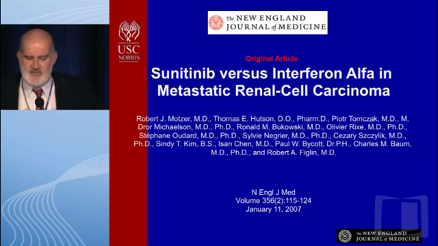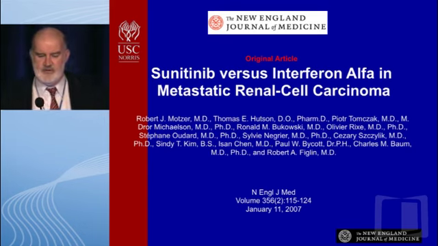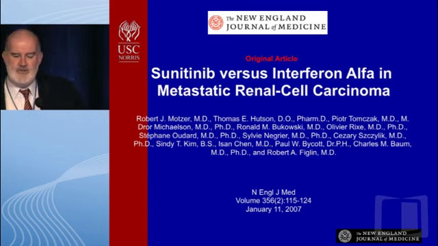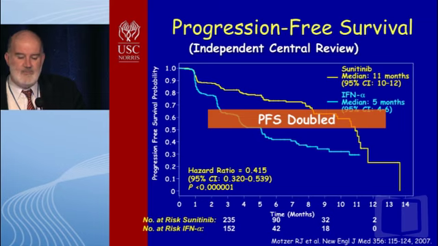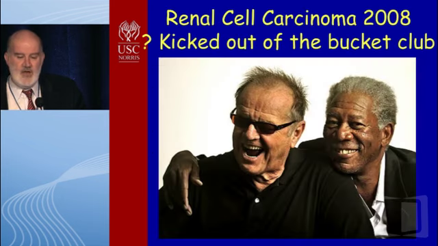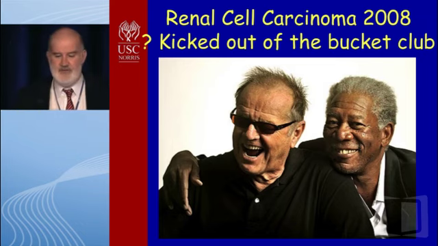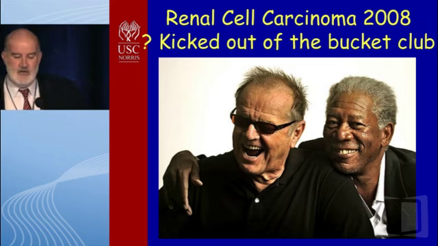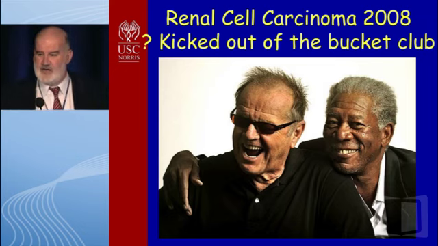In 2007, this paper was published in the New England Journal of Medicine in parallel with a paper that showed the activity of sorafenib in second-line therapy after interferon alpha. We've become rather bored with these data because we doubled progression-free survival. Big news at the time, and sunitinib became a standard as first-line therapy from that time forward, and 2/3 of you certainly believe that.